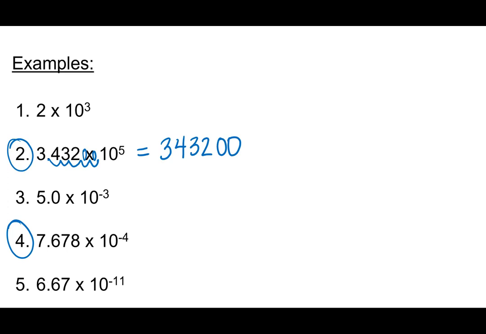For number 4, I'm going to erase my circling. This is a negative exponent, so we're going to move our decimal to the left to make it smaller. 4 places. 1, 2, 3, 4. Any empty spots? We put zeros. 0.0007678. And that is it for scientific notation.